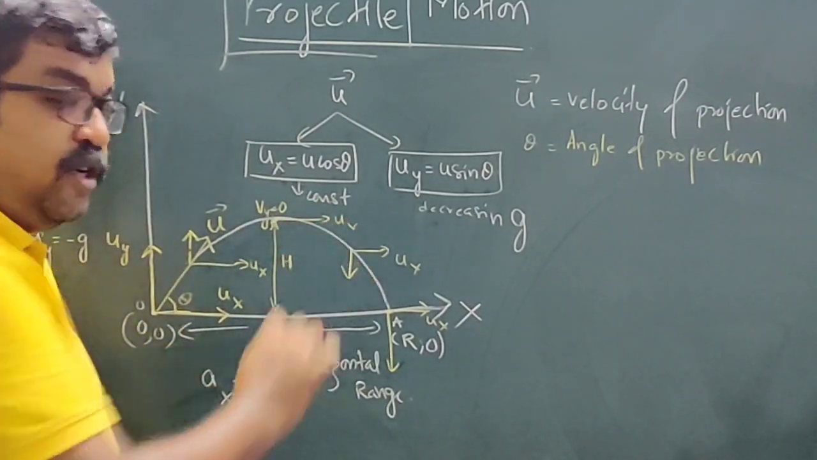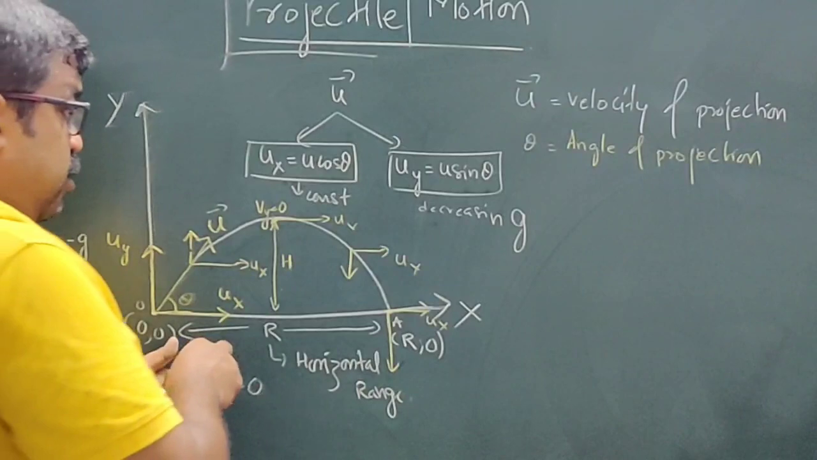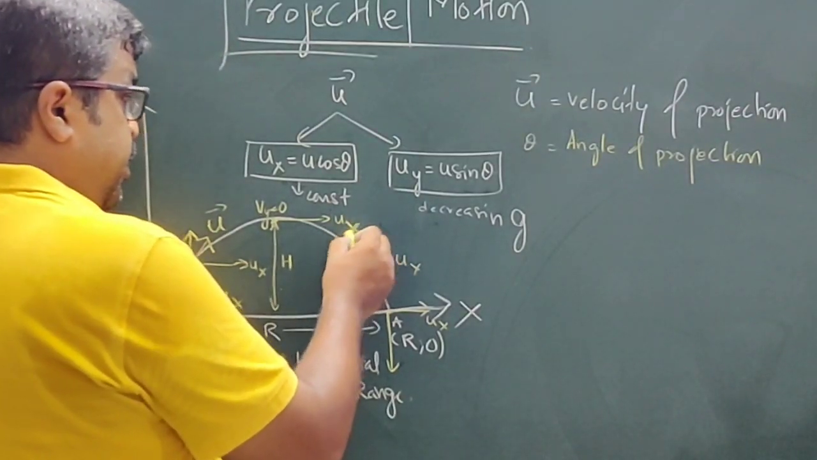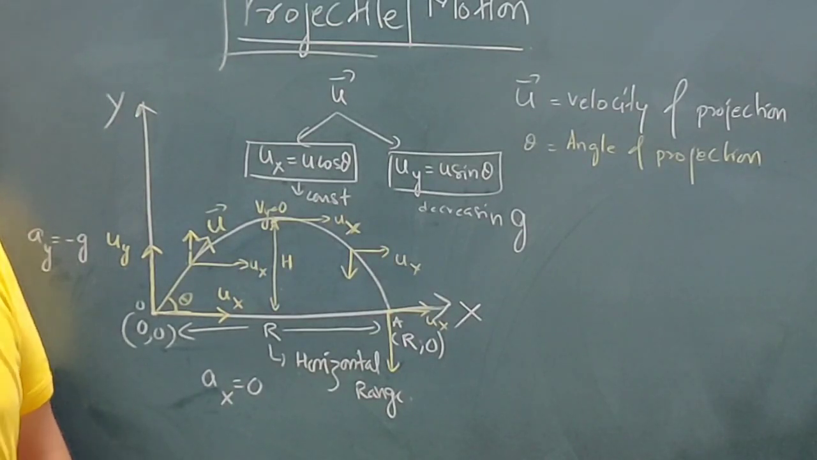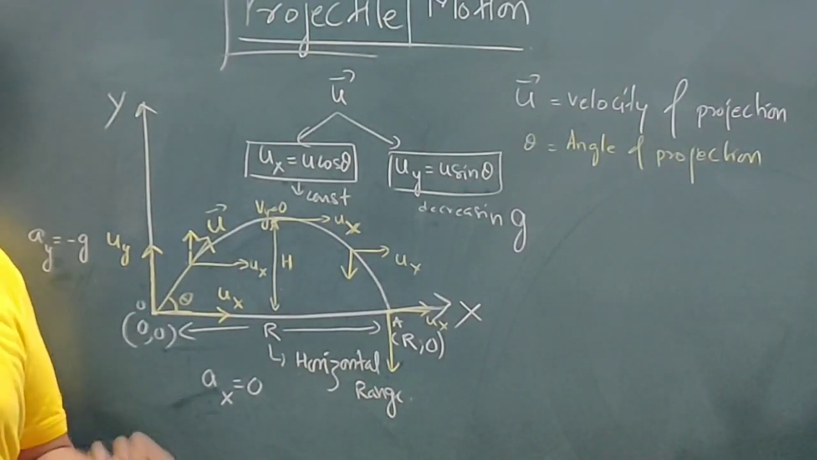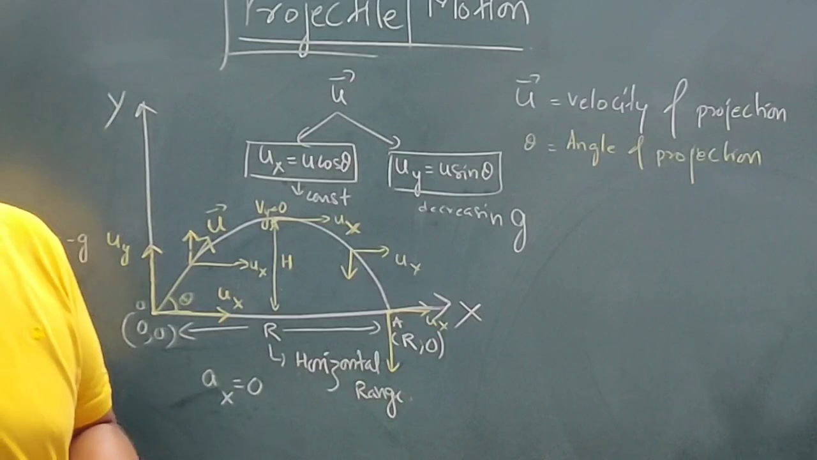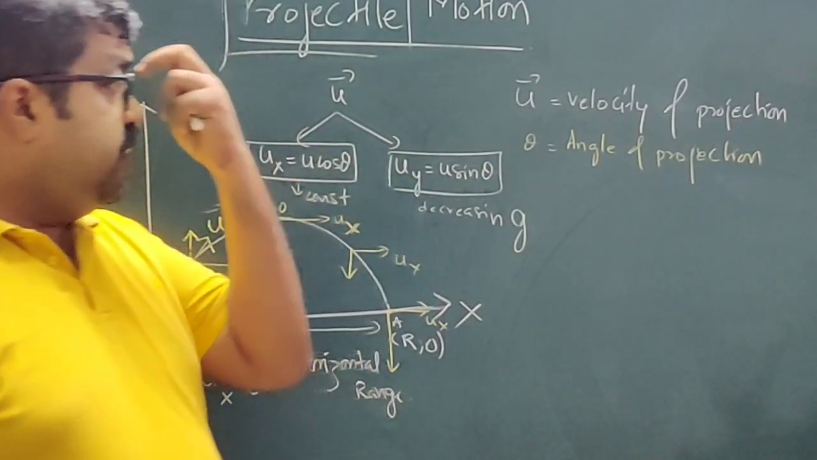But this horizontal component of velocity is not going to change because along horizontal direction, acceleration is 0. So since acceleration is 0, velocity will remain constant. So this is how the object is moving.